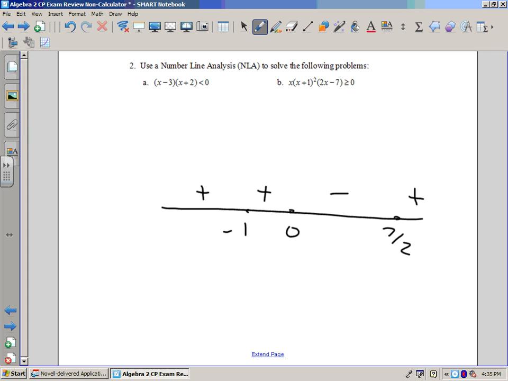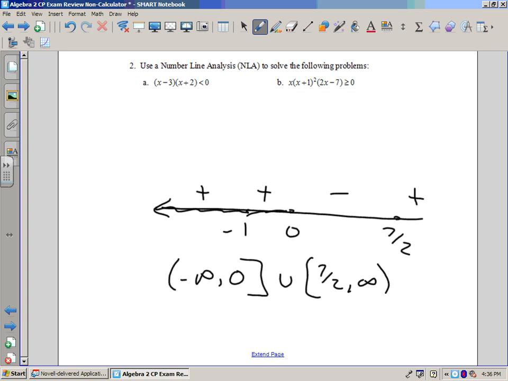Where is this graph greater than or equal to 0? From negative infinity, it goes all the way through the negative 1 to the 0, picks back up at 7 halves, and goes on to infinity.